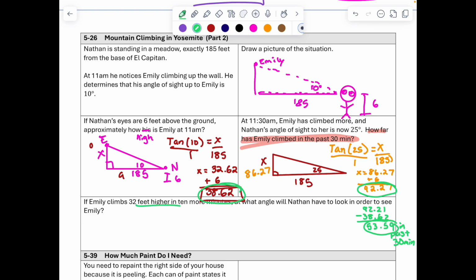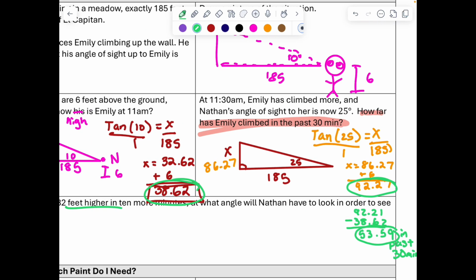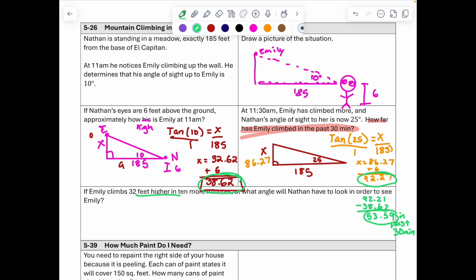If she climbs 32 feet higher in 10 more minutes, what angle will Nathan have to look in order to see Emily? All right, so keeping in mind that at this point, this was 82.27, and she's climbed 32 feet more than that. So 82.27, that was the side of our triangle. She's climbing 32 more feet. This side of the triangle is going to be 114.27. He's still 85 feet away from the base, 185.